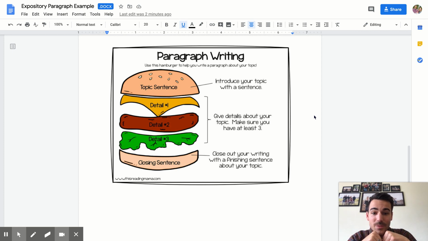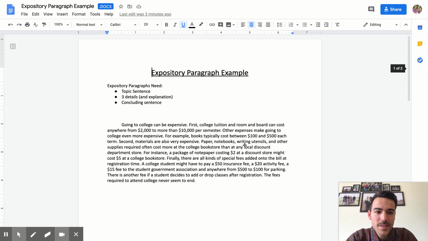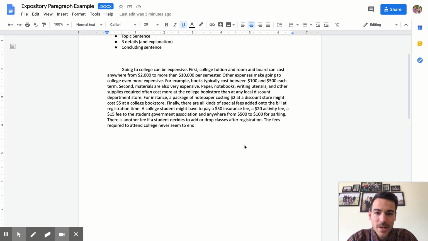And then the details, we have 3 different details in our paragraph that explain what our main idea of our paragraph is. So they should be 3 different things that tell us about that topic, or that prove our point, if it's a persuasive essay, about that topic. Okay, so let's take a look. So this example is in your lesson plan. So I'm not going to read the whole thing because you can read it on your own.